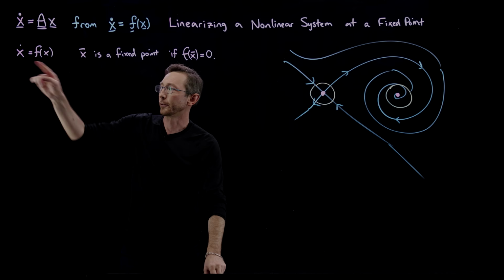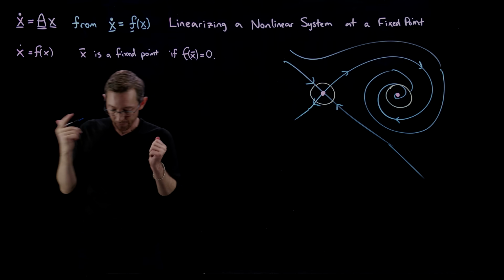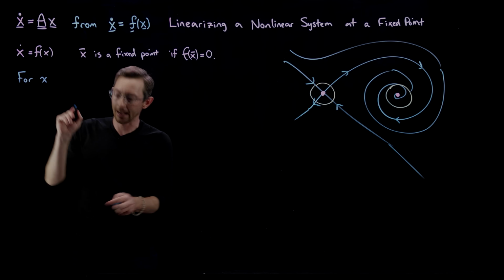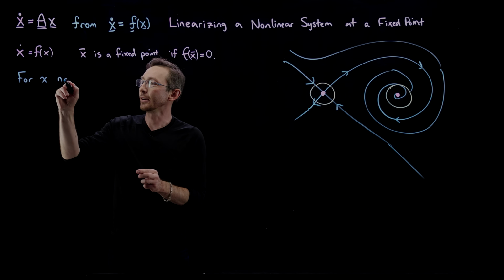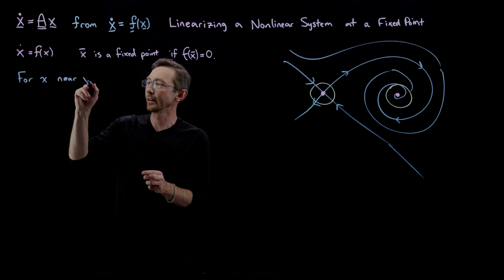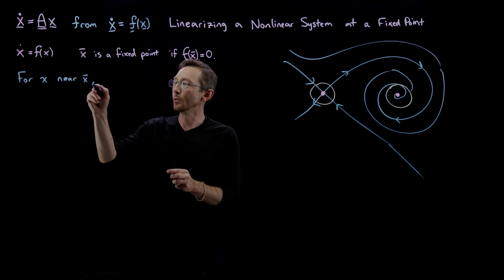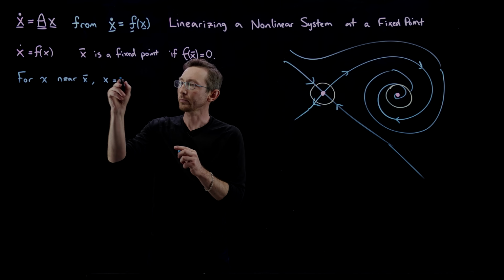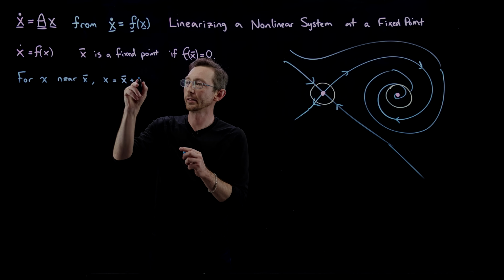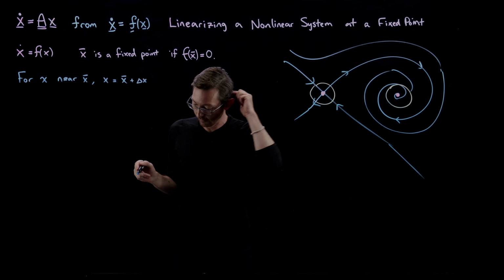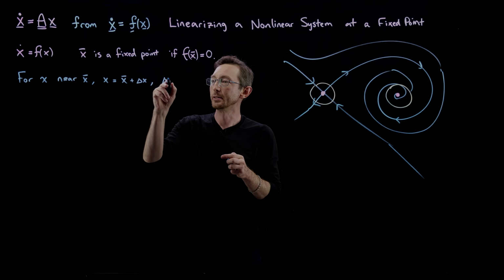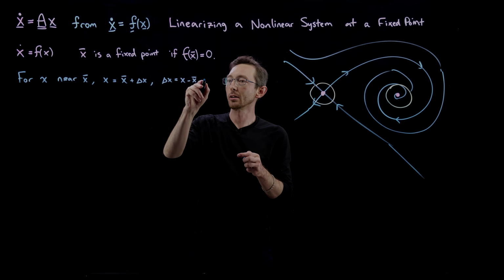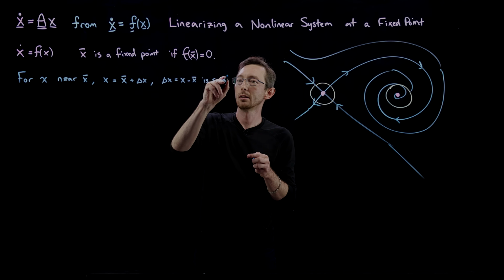So this is a fixed point, and now what we're going to do is say, for some point x that is nearby to that fixed point, that x equals x bar plus a little delta x, where delta x is small. So delta x equals x minus x bar is small.